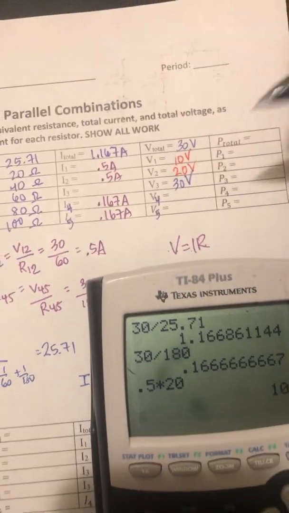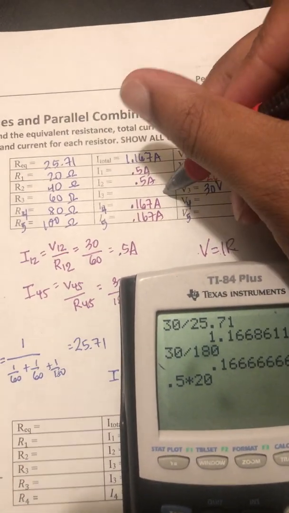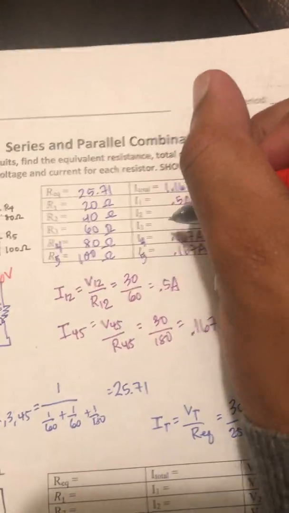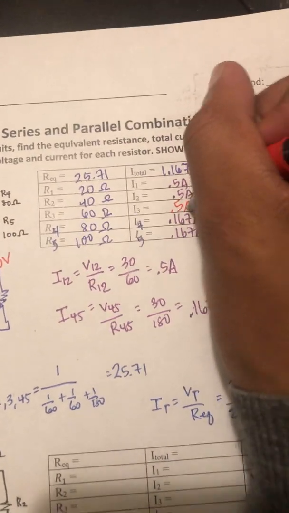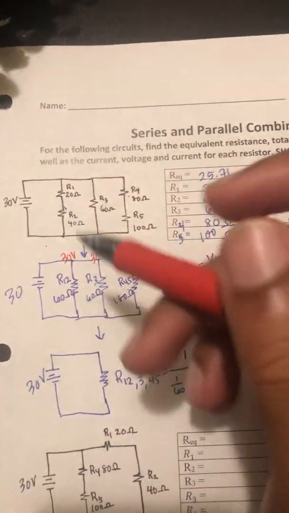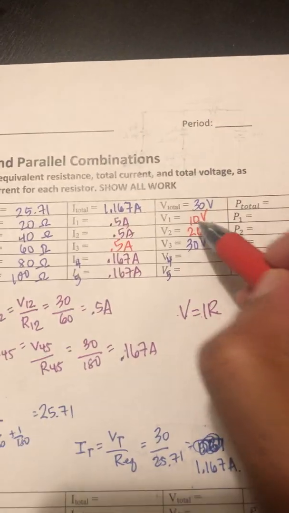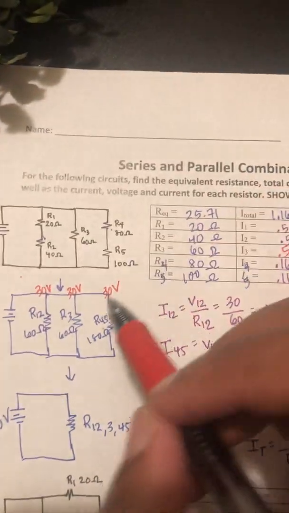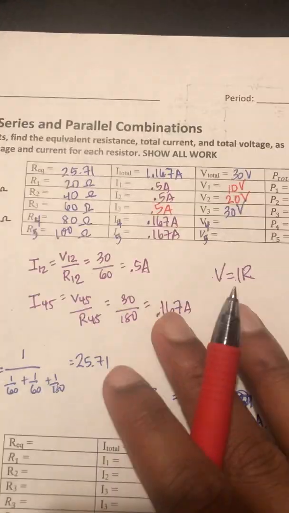0.5 times 40 gives me 20 volts. 30 divided by 60 gives me 0.5 amps. Now, before I continue, really quickly, remember I told you that V1 and V2 have to add up to give you 30? 10 plus 20 gives us 30. And remember I said V4 and V5 have to add up to give you 30? So let's see what those voltages are.